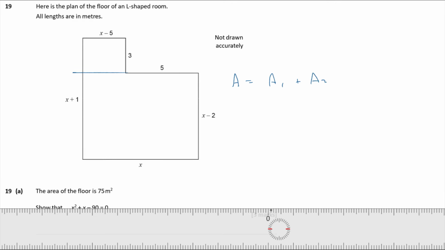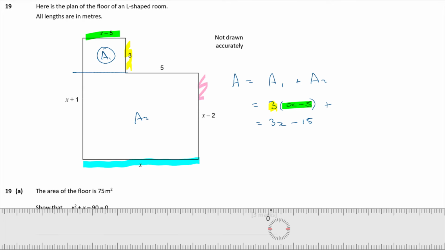So the area is going to be equal to my two areas, area 1 plus area 2. So that's area 1 and that's area 2. Area 1 is going to be 3 lots of x minus 5, isn't it? I'm just taking this and multiplying it by that. So 3 times x minus 5, and that's going to multiply out and give me 3x minus 15. Now A2, what's that then? A2 is going to be this x in this direction multiplied by x minus 2 in that direction. So I'm going to get an area of x times x minus 2.